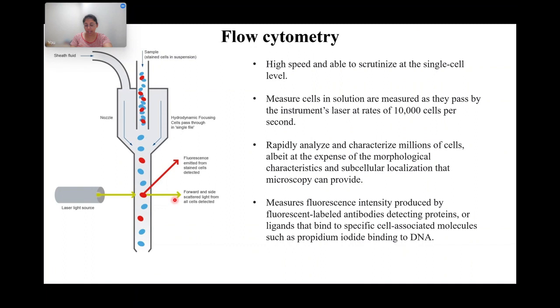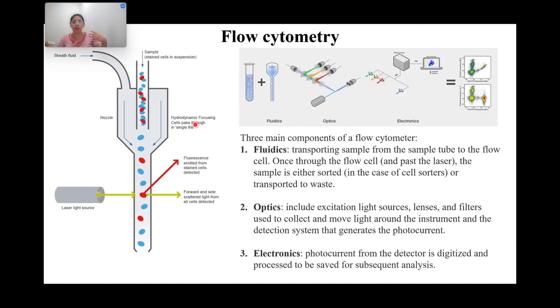And then you have electronics, which will detect these emissions and let you know what the profile of the cell that has just passed was. So in fluidics, to go over in detail, you have these samples, transporting the sample to this tube, and once the sample has passed this flow cell, after this you can also sort.